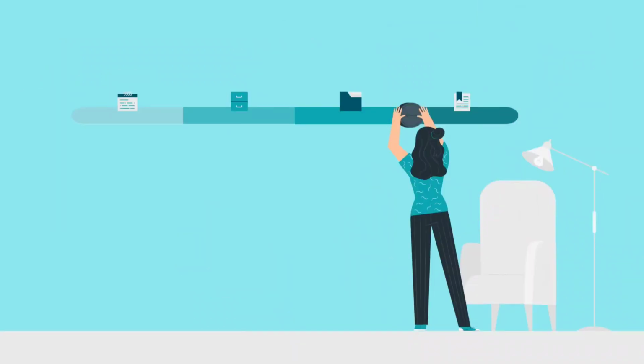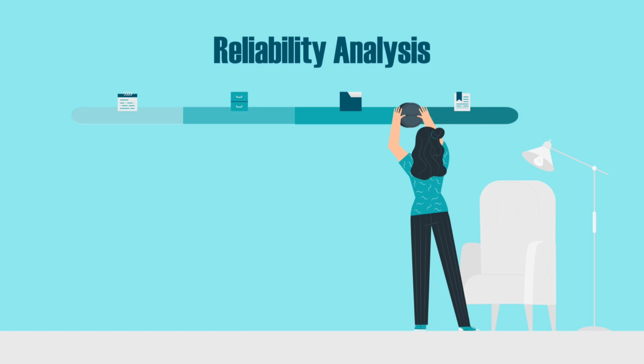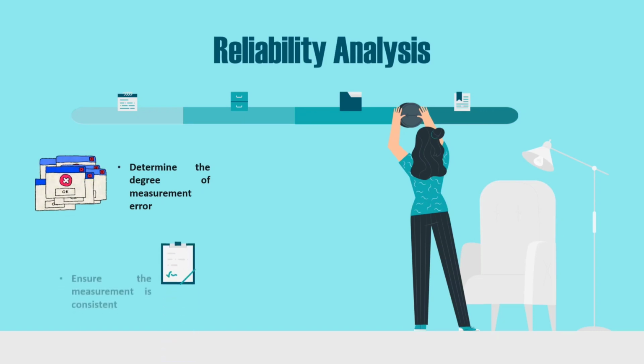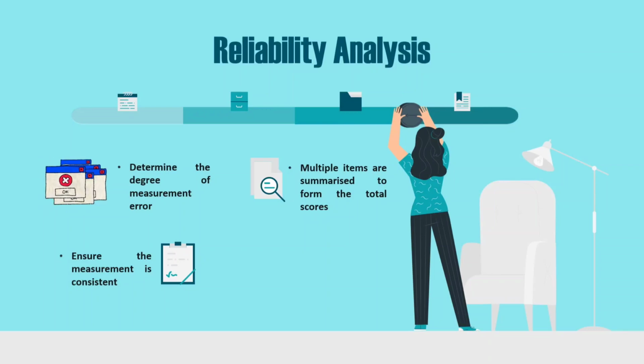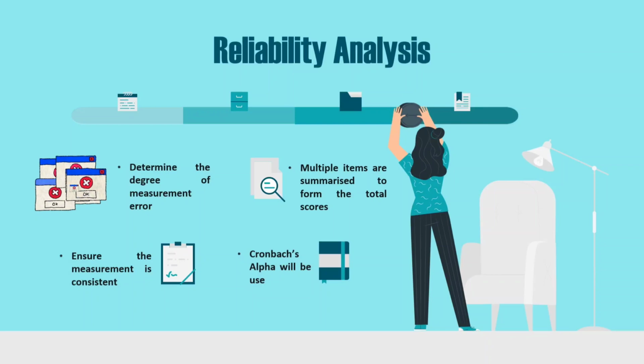The next analysis is reliability analysis. Reliability analysis is important in determining the degree of measurement error present in any measure. It will ensure that the measurement of various items is consistent in the instrument across time. Next, the multiple items will be summarized to form the total scores. Hence, in this research, Cronbach's alpha will be used to calculate the reliability of the data.